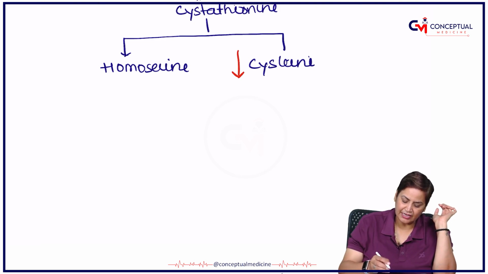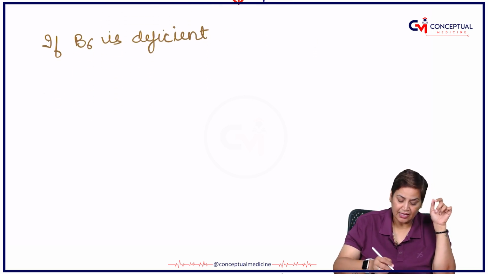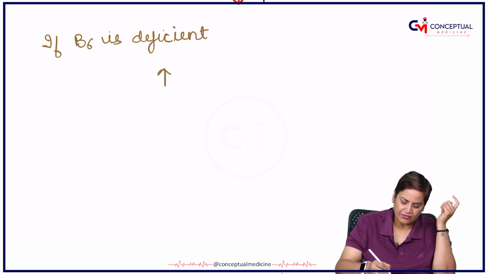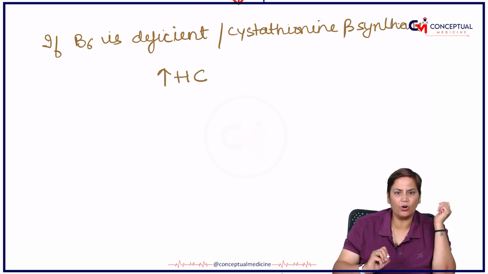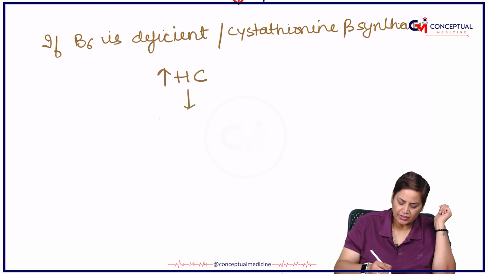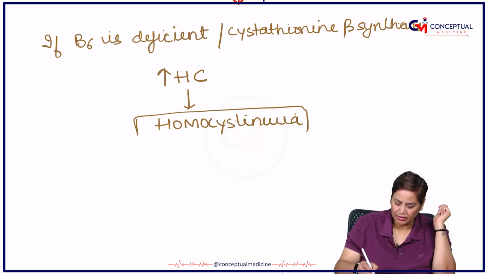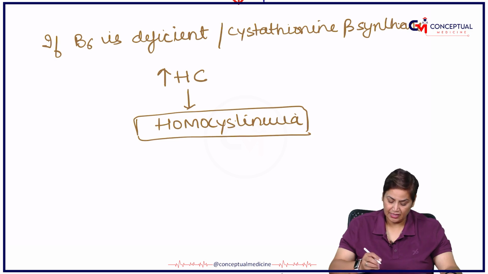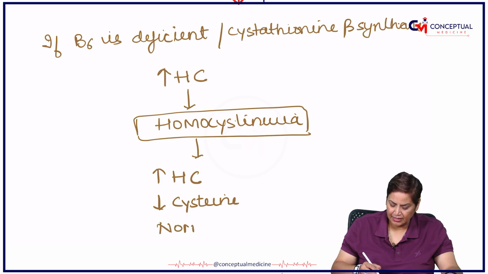So again, if we talk about this, I can say that if B6 is deficient, or you can say this enzyme cystathionine beta synthase is absent, there will be increased concentration of homocysteine leading to homocystinuria, and if we talk about the levels of cysteine and methionine, it will lead to increased homocysteine, decreased cysteine, and normal methionine levels.